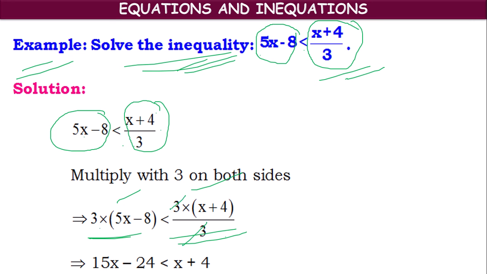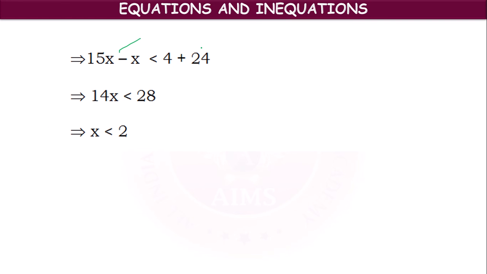The 3 gets cancelled. 3 into 5x, 15x. 3 into minus 8, minus 24. Less than x plus 4. Now x terms on one side. X will go this side, minus x. Minus 24 will come this side, plus 24. 15x minus x, 14x. 4 plus 24, 28.